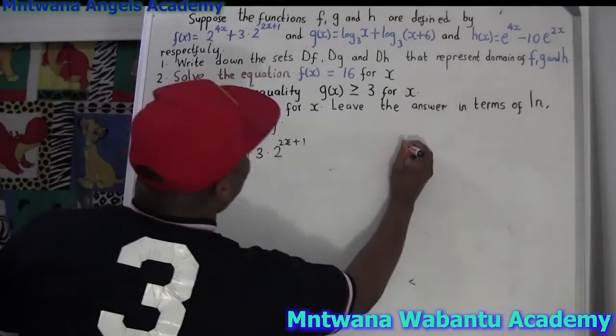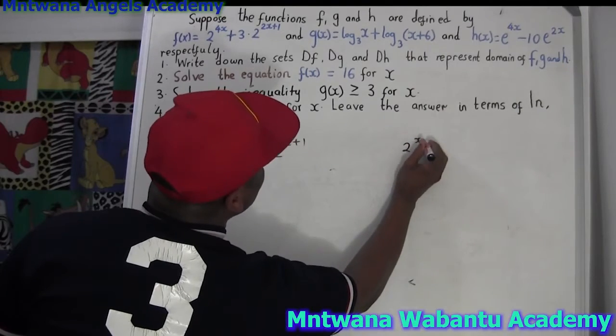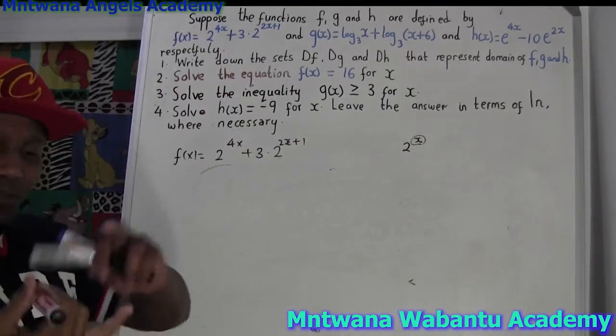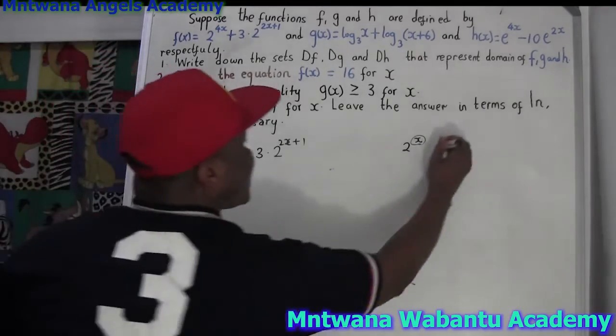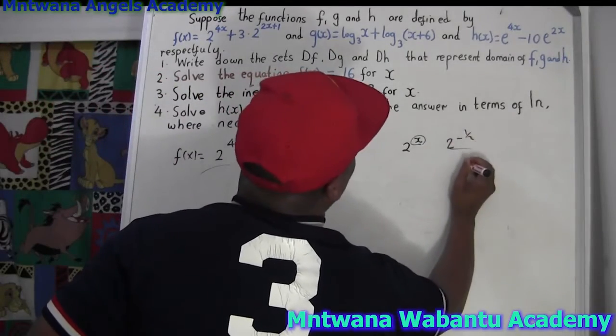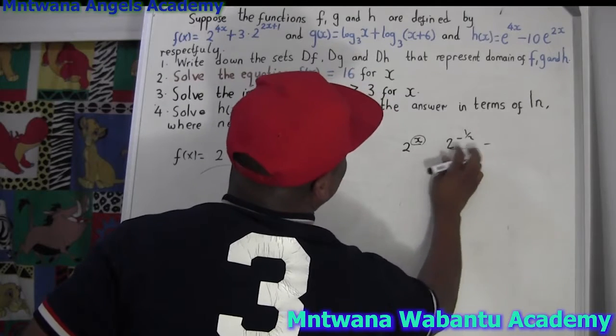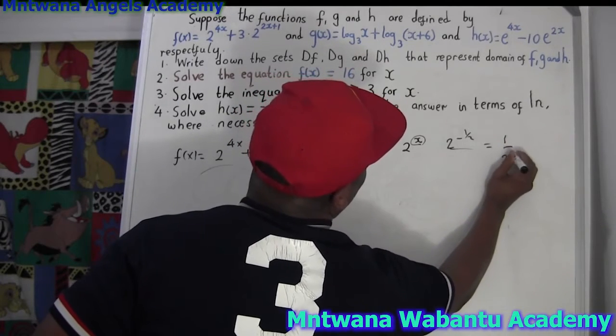For example, if I have 2 power x, any number you put here, positive or negative, it's going to work. Any number, it doesn't matter. Check your calculator, plug in negative. Let's say 2 power negative a half. It's going to work, because you can reciprocate. This says 1 over 2 power a half.